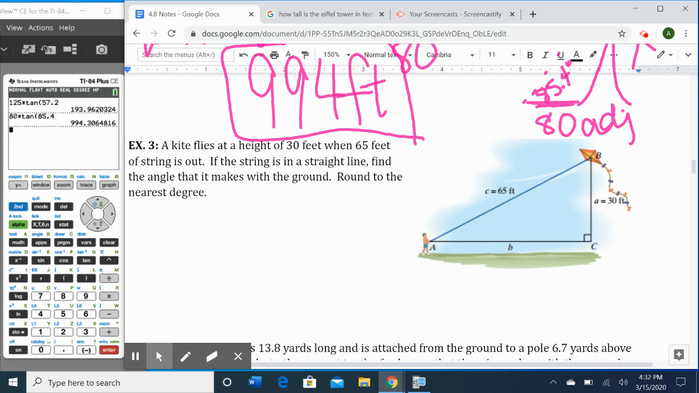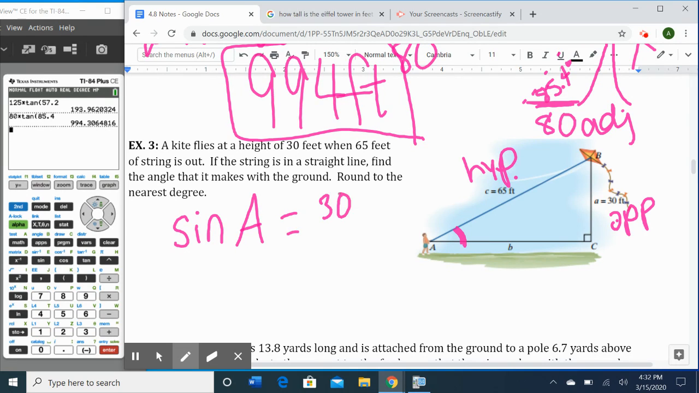All right, so number 3, a kite flies at a height of 30 feet when 65 feet of string is out. If the string is in a straight line, find the angle that it makes with the ground. So I want to know what that angle is. Based on this angle, I know the opposite and I know the hypotenuse. And so how I find the angle is I set up, well, opposite and hypotenuse is sine. So I'm going to set up the sine of angle A. And I can call it theta if that's what I'm used to. But the sine of the angle is equal to opposite, which is 30, over hypotenuse, which is 65.